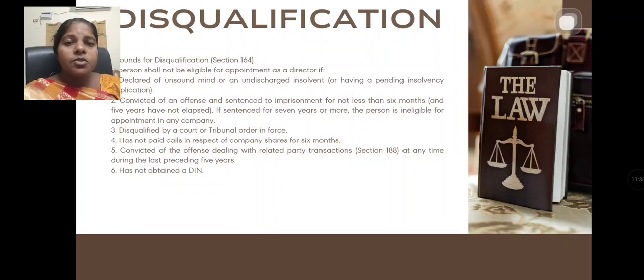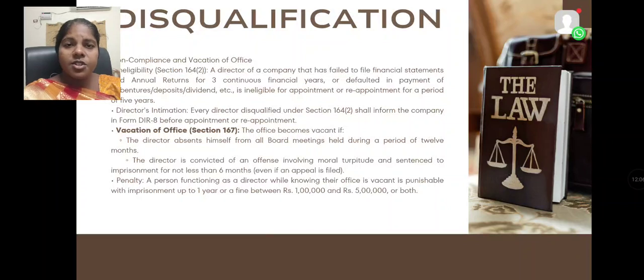A director would be disqualified in case he is a convicted person, or if he is found guilty of any offense, or he is disqualified by a court for a certain period of time, or he has not paid any calls on shares for the previous 6 months, or he has not obtained a director identification number, or he is of unsound mind, or he is declared insolvent. On all these grounds, a director is considered to be disqualified.